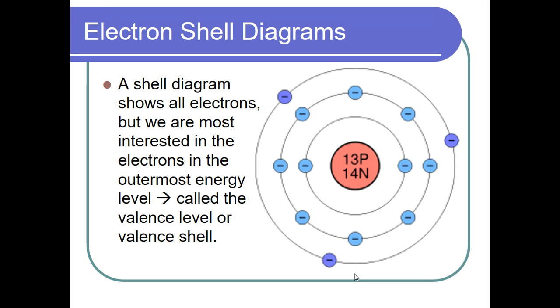The shell diagram is a visual representation of the Bohr model, where we have energy level 1, energy level 2, energy level 3, and each of these circles with a negative in them represents an electron. They show the nucleus just with 13p and 14n instead of individually drawing circles for protons and neutrons. The outermost level is where our valence electrons are found, and we call that the valence shell because it's the outside, the shell of the atom, so to speak.